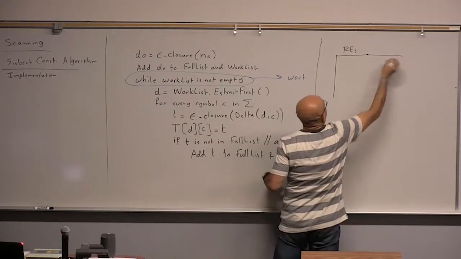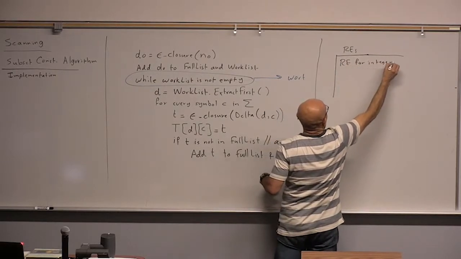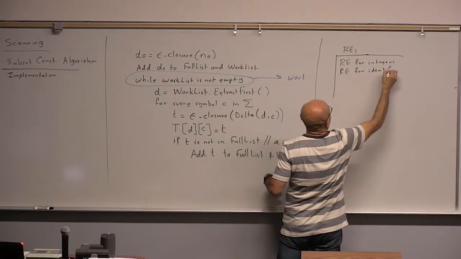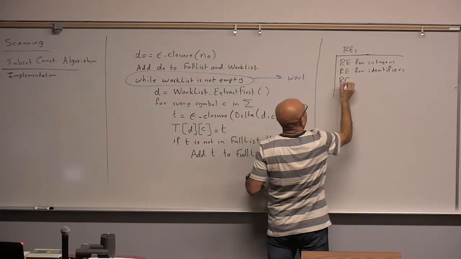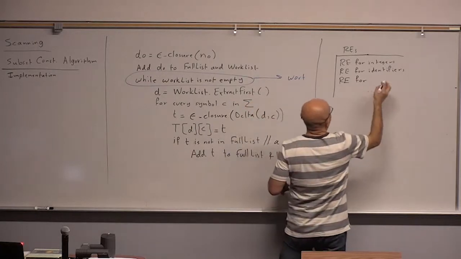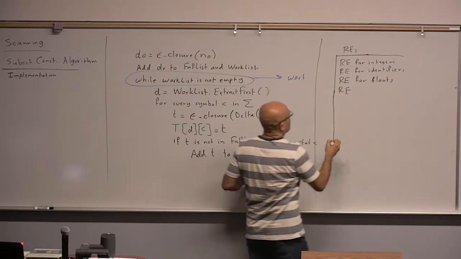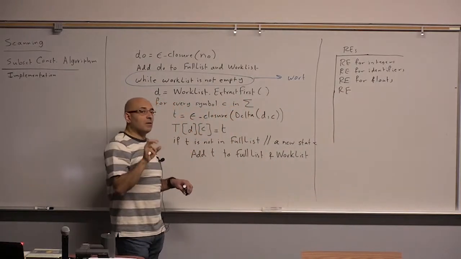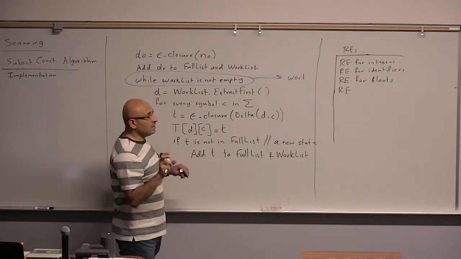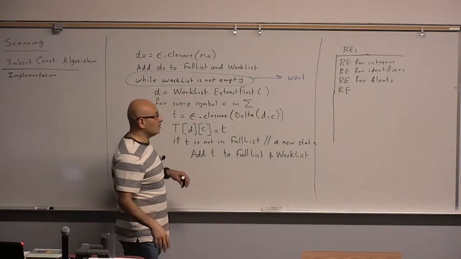So you will have an RE for integers, an RE for identifiers, an RE for, for example, floats. Expressions, no, expressions are not. So the REs are for the words of the language, the syntactic categories. Now, we will be using these words when we get to parsing. We will be using these words to build sentences or statements.